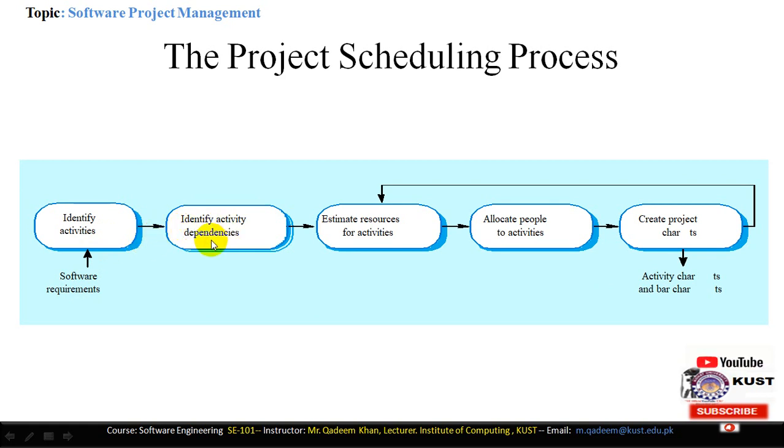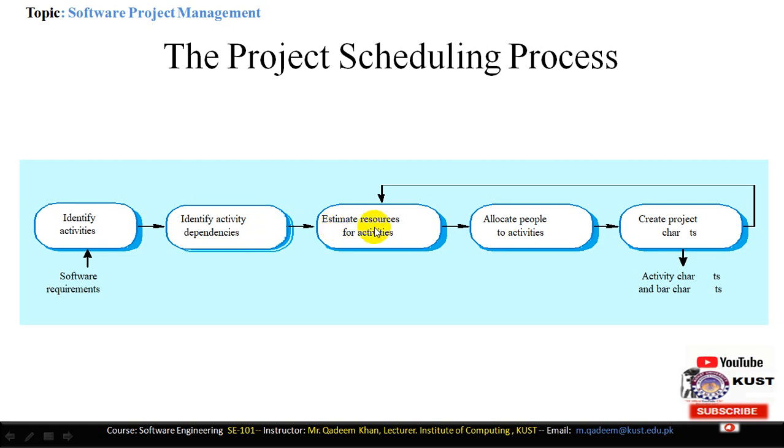Then we identify activity dependencies. One activity may depend on another. All activities cannot be independent from each other. So there are always dependencies among the activities. For example, when the design is complete, then we will complete the implementation or we will perform the programming. If the design is incomplete, we cannot perform the programming. Similarly, if the requirements are not available, then how can we do the programming or the designing. Similarly, if the implementation is complete, then we can do the testing. So one activity depends on another.